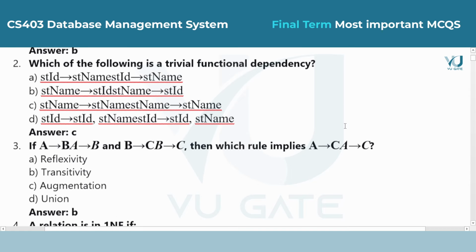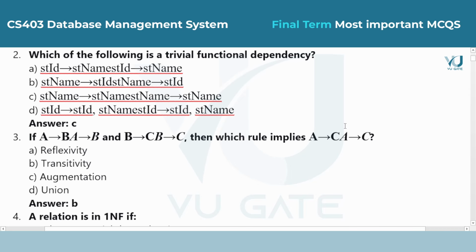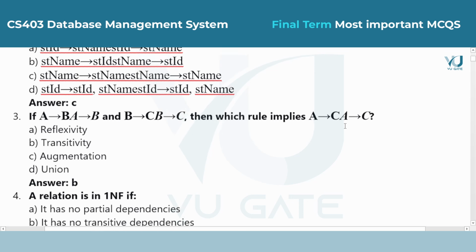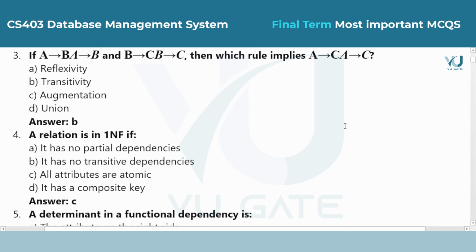Question 2. Which of the following is a trivial functional dependency? Answer is option C. Student name determines student name. A dependency is called trivial when the right side is already part of the left side. Since a value always determines itself, it does not give us any new information.